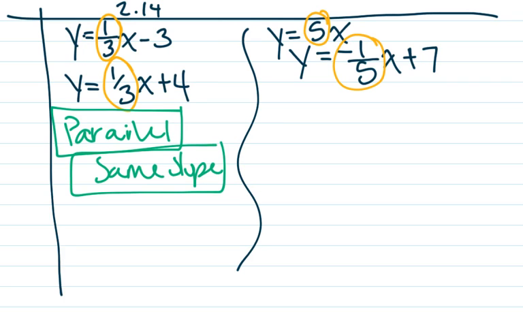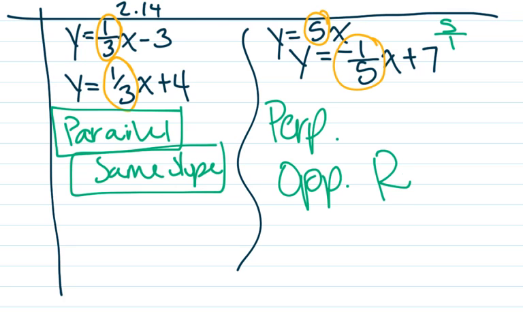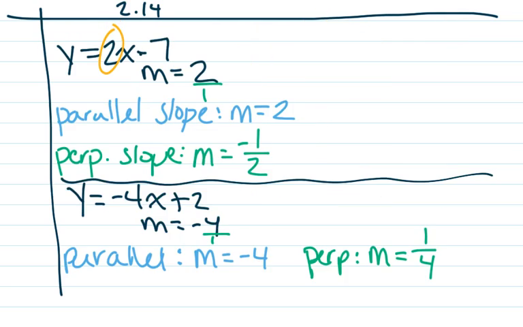And in this case, if you were to make this 5 a fraction, it would be 5 over 1. If you'd flip it, it would be 1 over 5. So that means that they would be opposite reciprocals of each other, which means that they are perpendicular. And I'm going to abbreviate that. And that's because they're opposite reciprocals. Okay?